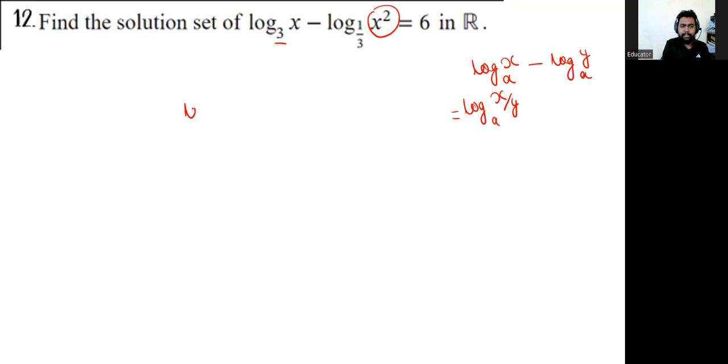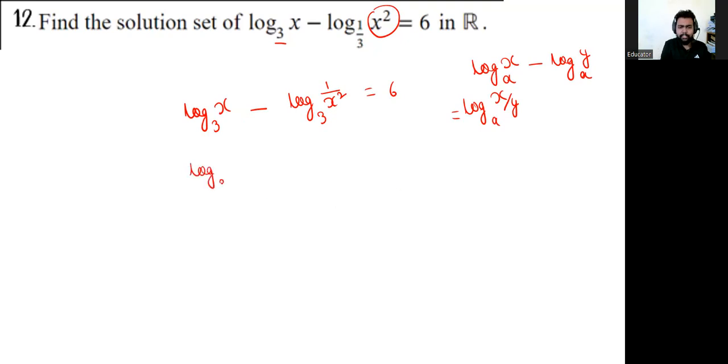So let us try. I'm going to write log x as it is, minus, and instead of 1/3, I'm going to write 3. As I have written 3, I'm now supposed to write 1 upon x square, and that is equal to x. This is how we are going to solve. Now we already know when the logs are in subtraction, that changes into division. So let us solve that.